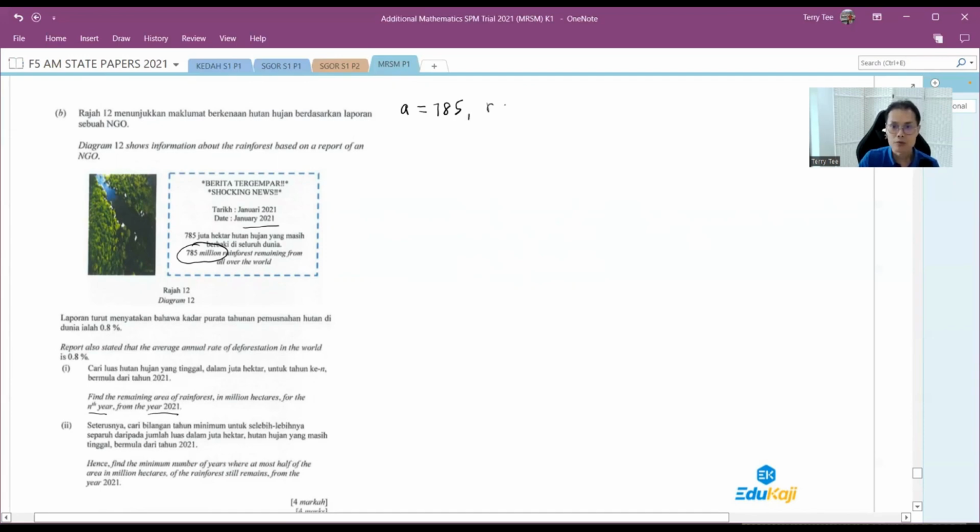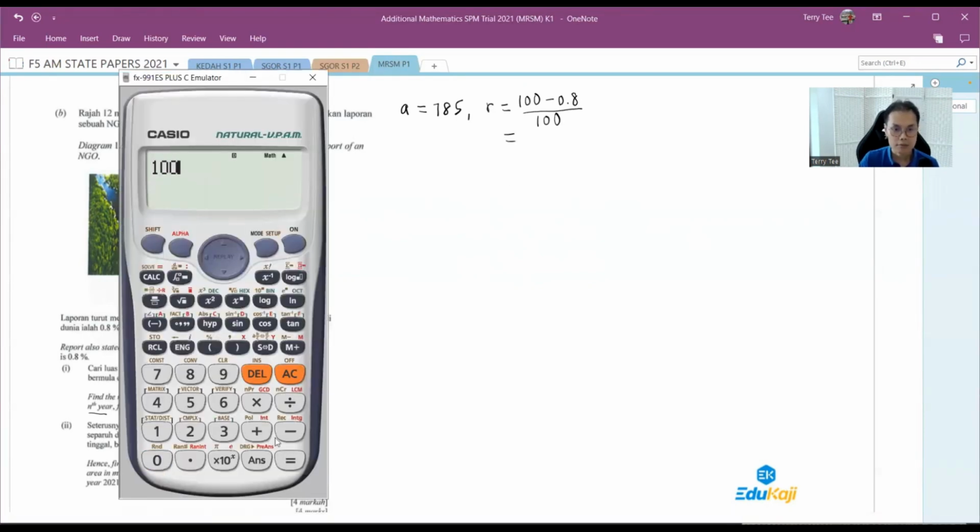Now, remember, when you reduce by 0.8%, you start from 100%. You minus 0.8%. You divide by initially 100%. So we can use 100 minus 0.8. So this is going to be 0.992. You divide by 100. Your common ratio is 0.992.